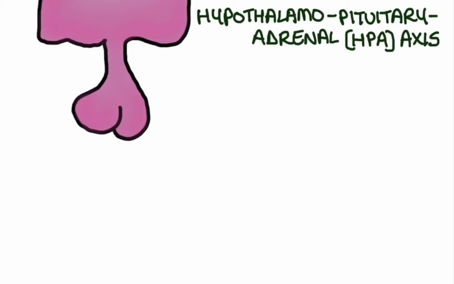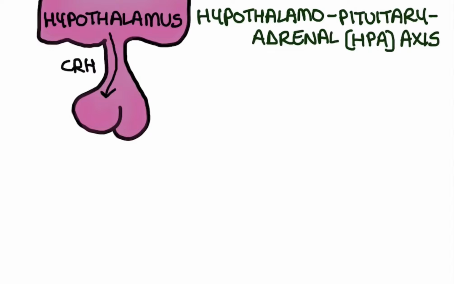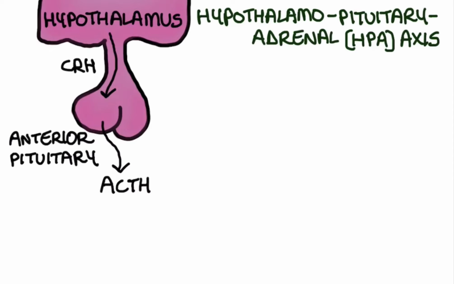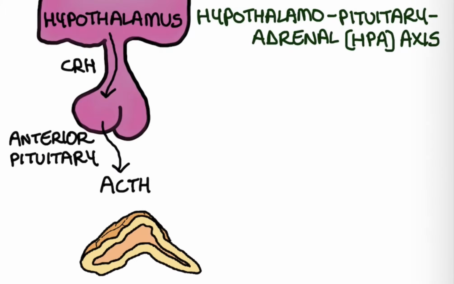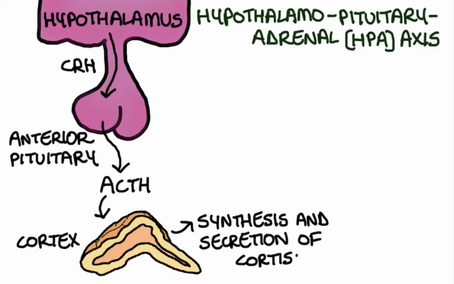Cortisol secretion is regulated by the hypothalamo-pituitary-adrenal (HPA) axis. Hypothalamus secretes corticotropin-releasing hormone (CRH). It stimulates corticotroph cells of the anterior pituitary to release ACTH, that is adrenocorticotropic hormone. ACTH then acts on the zona fasciculata of the adrenal cortex and stimulates the synthesis and secretion of cortisol.